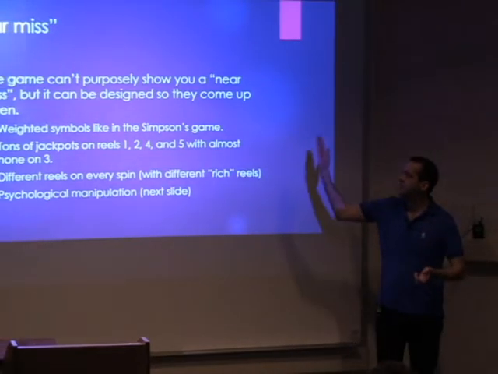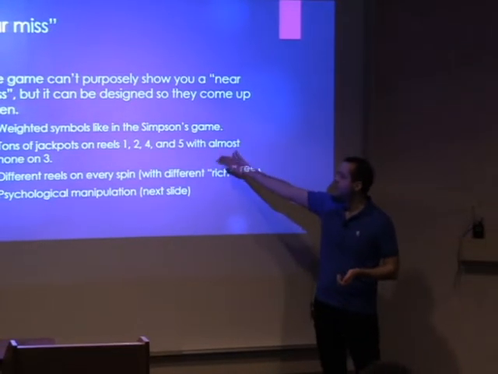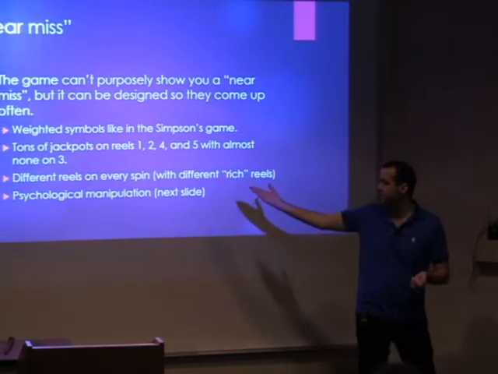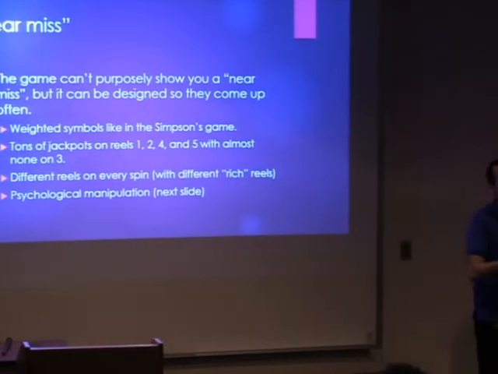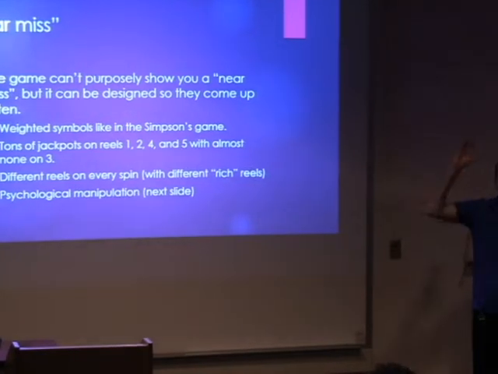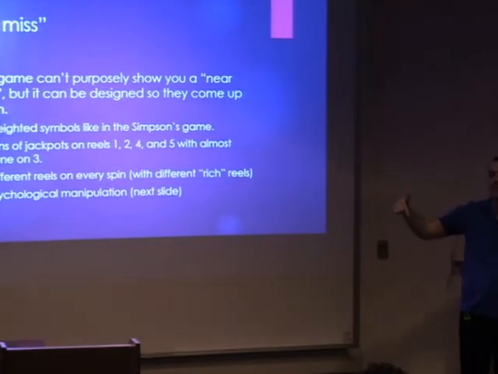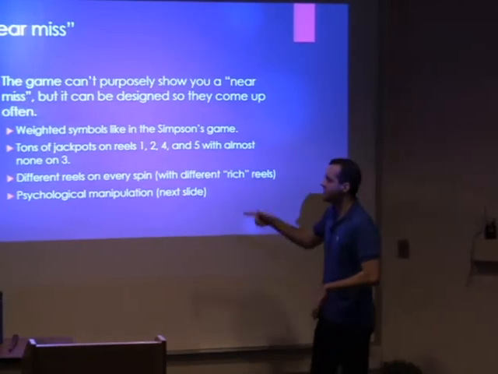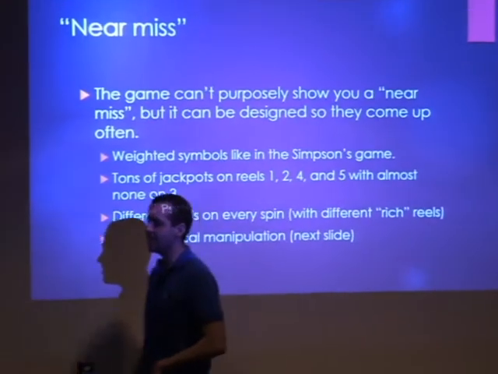So there's a couple ways of achieving this. The weighted symbols, tons of stuff except for on reel 3. Sometimes you might have different reels on every spin. Like you have a 1% chance to get a really, really good spin. And you see it and you think, oh, these reels are awesome. Well, you might not get those reels every spin. And then there's a lot of psychological manipulation done as well.